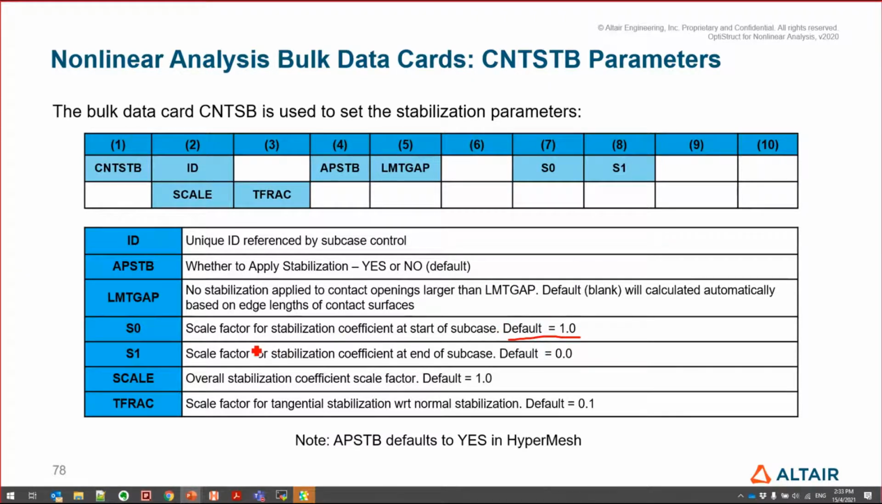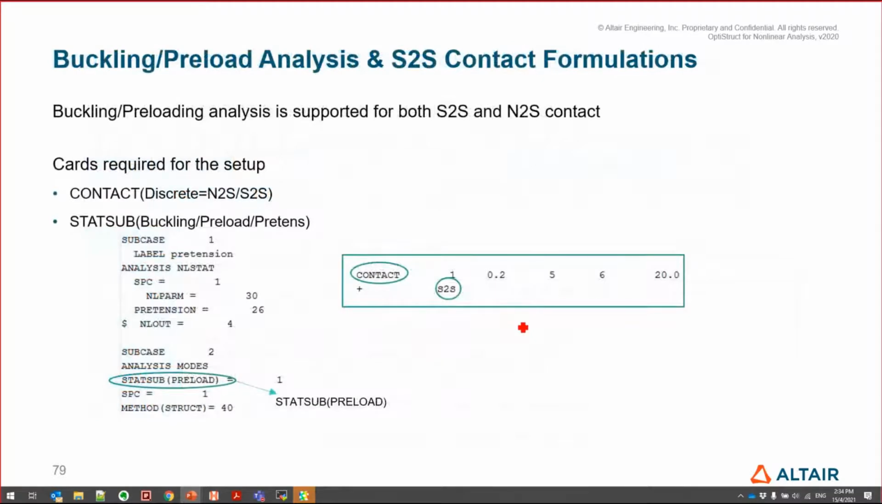Factor of 1. Otherwise, at the end of the run, we want to make sure that the energy is being removed. So at the end of the run, you probably want to set it to 0, or if it is still unstable at the end of the run, you can use a very small value, 0.01, for example. So the only thing that you might want to manipulate is just this S0 and S1, right? So yeah, there's contact stabilize.